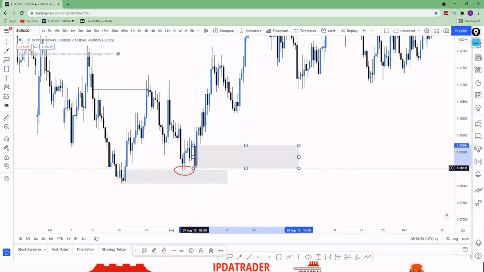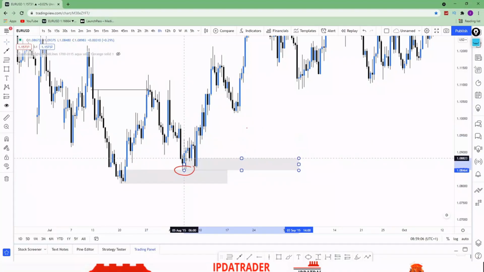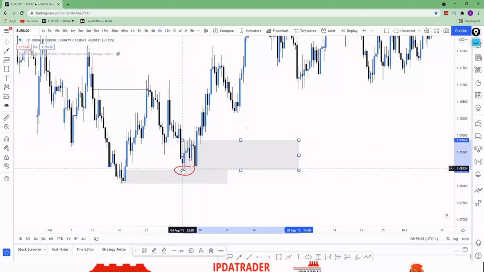You always want to keep for bullish order blocks, guys, you always want to keep the lower boundary as it is, right? As it is. You can refine the upper boundary as you move through time frames, but the lower boundary of your order block, you don't want to touch it for bullish order blocks, right?